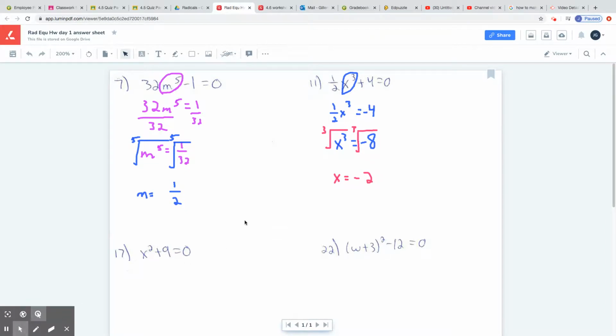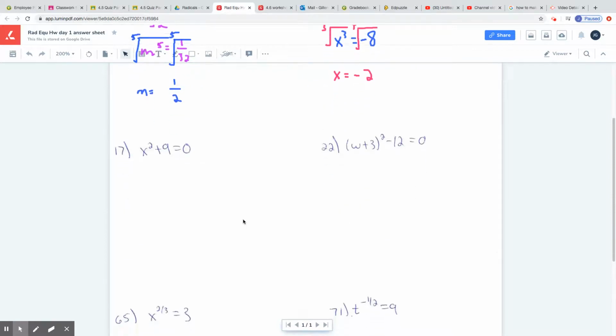Moving down to 17. Get the x squared by itself, and I get x squared equals negative 9. Well, I would have to take the square root. The square root of a negative number gives us imaginary. Can't do it. We are only looking for real number solutions, so there's no real solutions here.